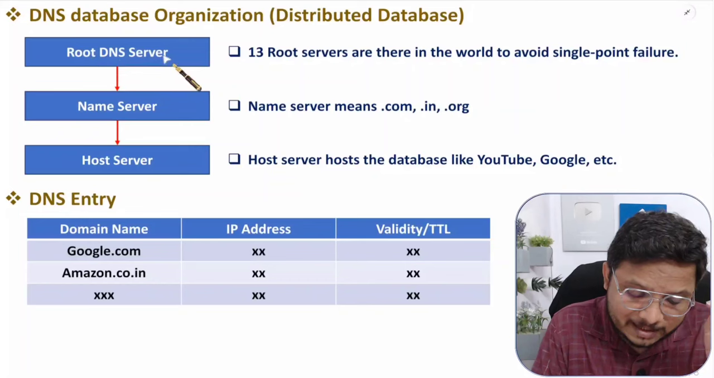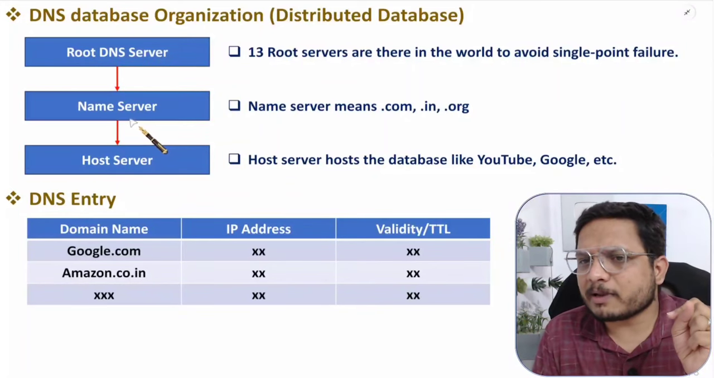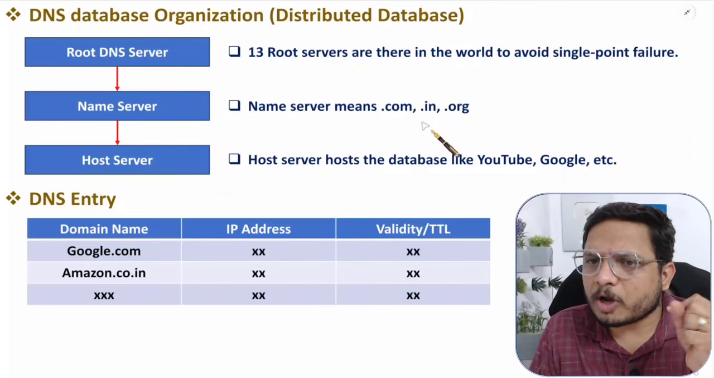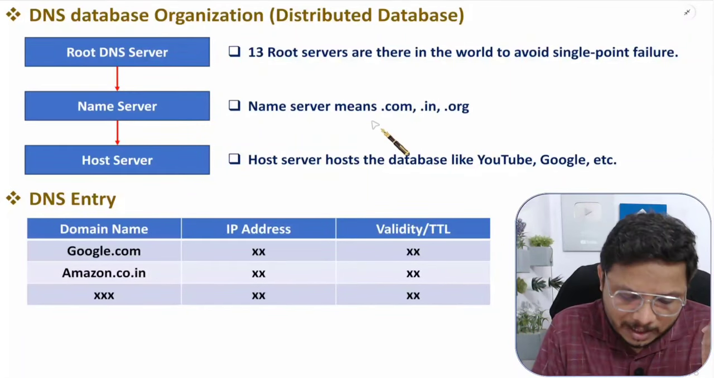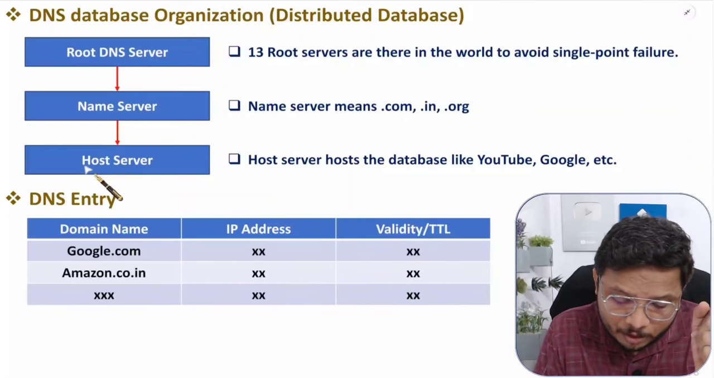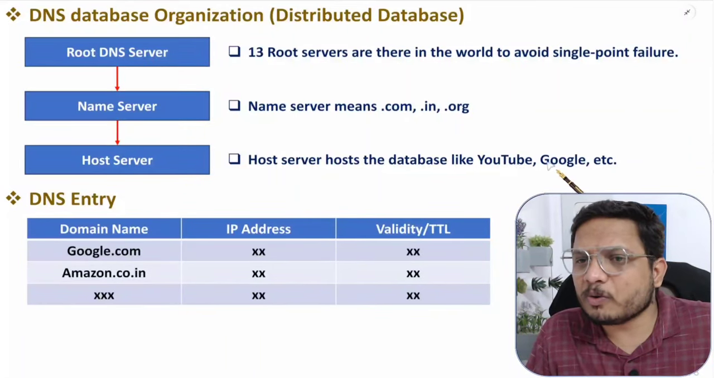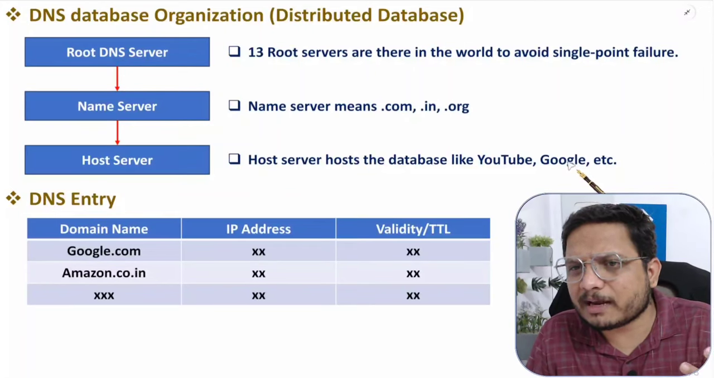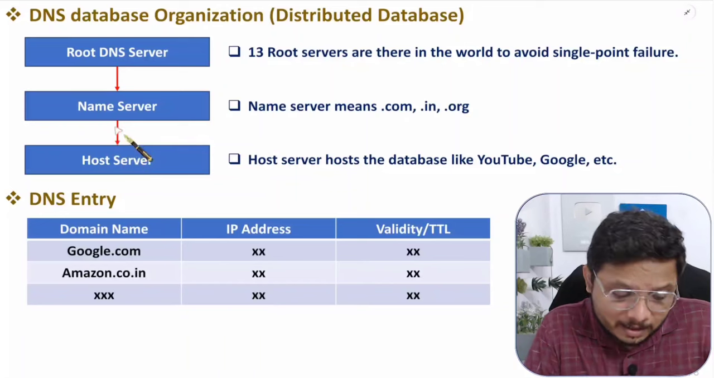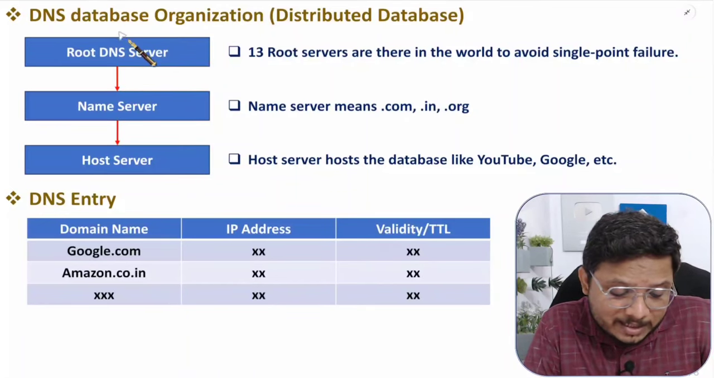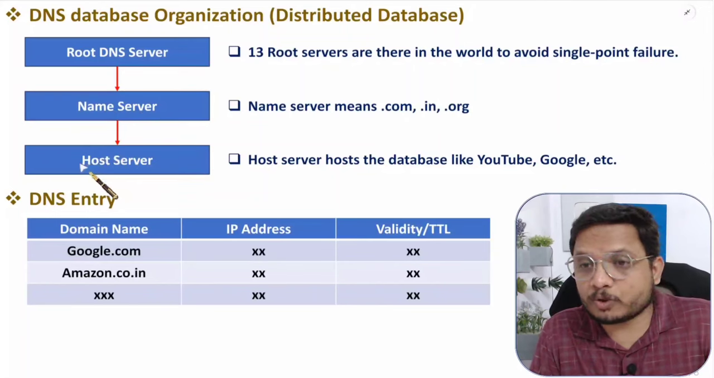After the root DNS server, there will be the name server. Name servers are like .com, .in, .org, .net, right? So those are name servers. After that, there will be host servers. Host servers are like YouTube servers, Google servers, Yahoo servers, Amazon servers. So those are host servers, right? So the DNS database organization is like this: root DNS server, name server, and host server.